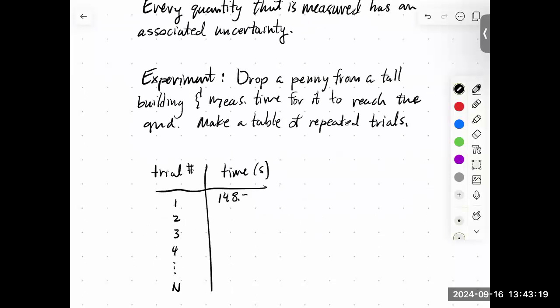And so maybe the first trial you record 148.25 seconds. And then the next one you get 151.36, and then you get 146.20, and then you get 153.67, and so on, 149.71 or something like that. Okay, so I just want to think of, what are some reasons that all of these measurements turn out to be a little bit different? Just give me anything you can think of.